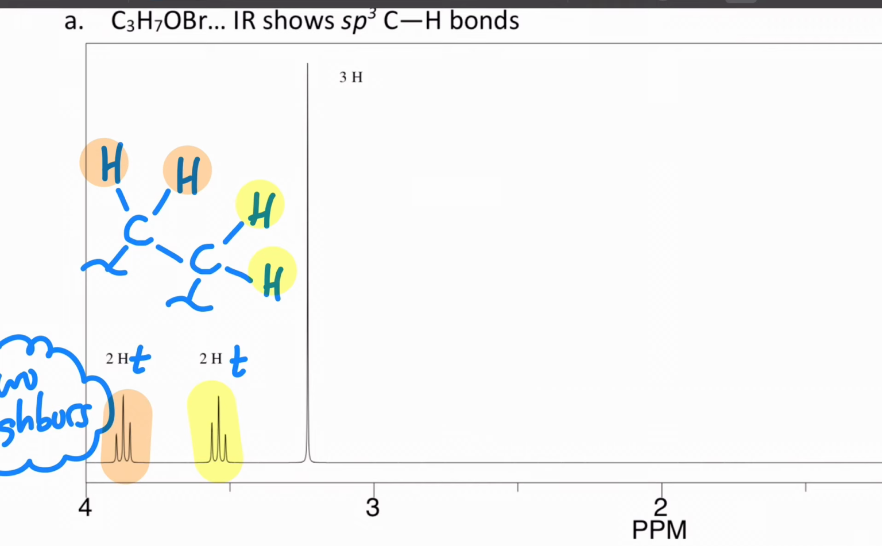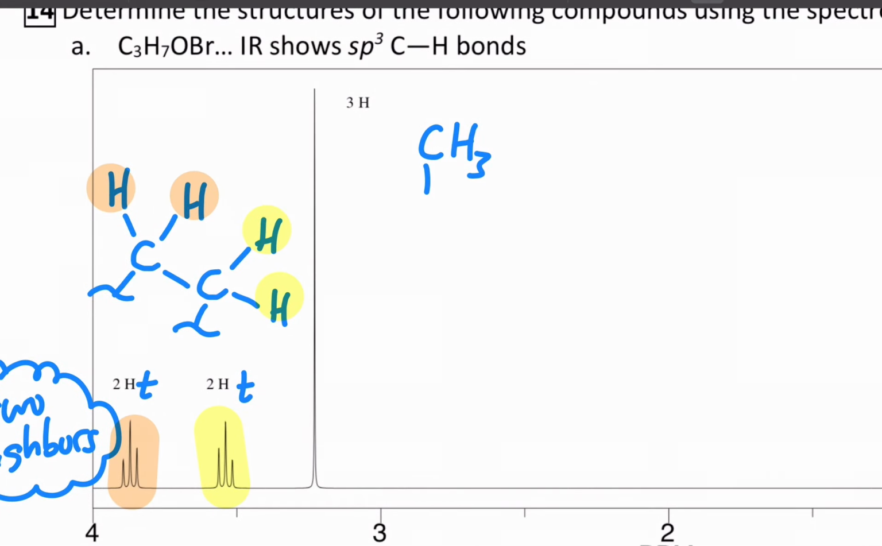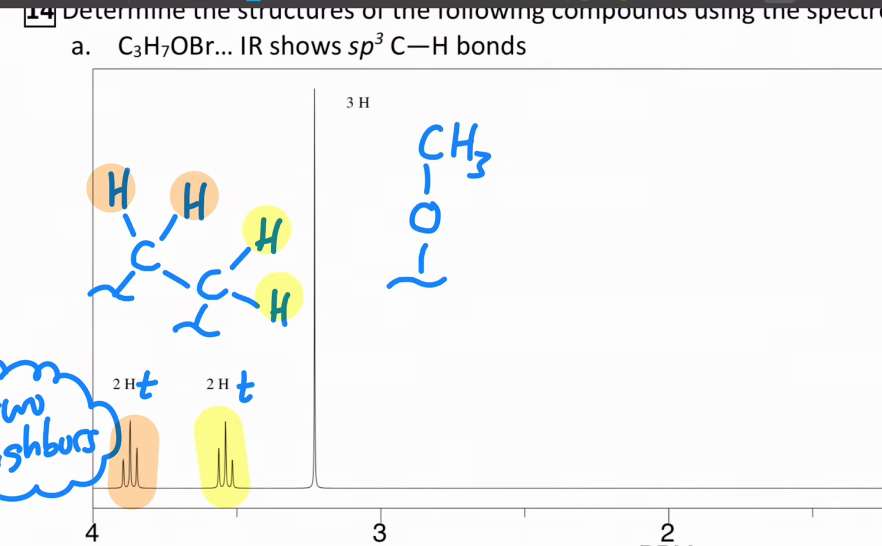Then I get to the 3 hydrogen signal. That must be a CH3 group. It's a methyl with no neighbors. And the fact that its location is in the 3s likely suggests that it's near a halogen or another electronegative element such as an oxygen. And we happen to have an oxygen in the formula. So I'm going to guess that this is actually an OCH3 attached to the rest of the molecule. So that explains that part of the compound where we have a CH3 group due to that group.